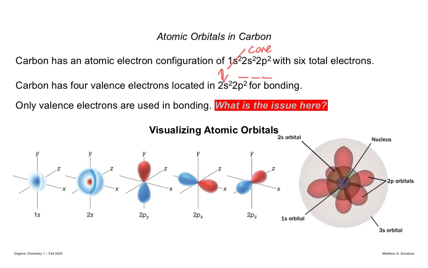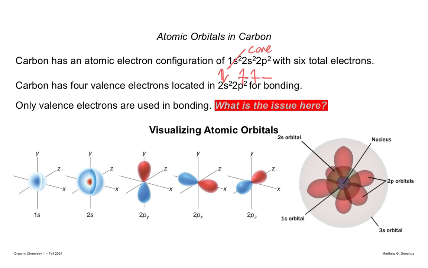Then for the 2p, you have 2 of those electrons. So there's one. The second one goes into the next degenerate orbital. Now the issue is, of these 4 valence electrons, 2 of them are already paired, 2 are unpaired. So how do we explain why carbon can then form 4 bonds if 2 of them are already spin paired? They do not want to bond.